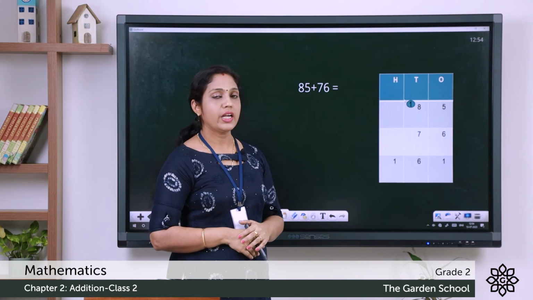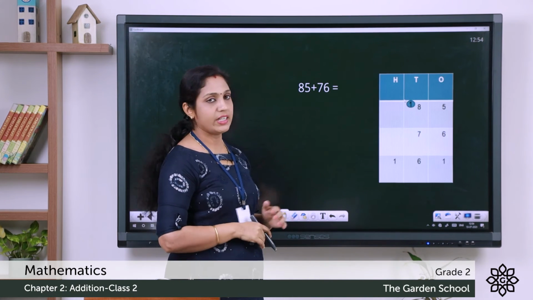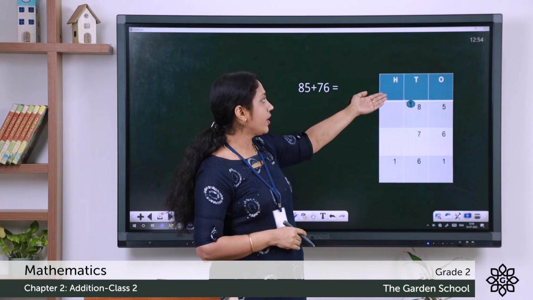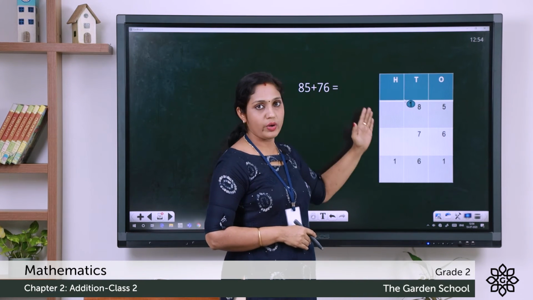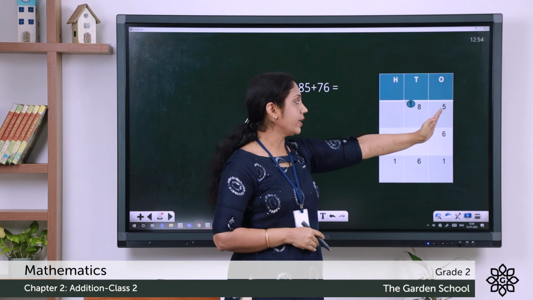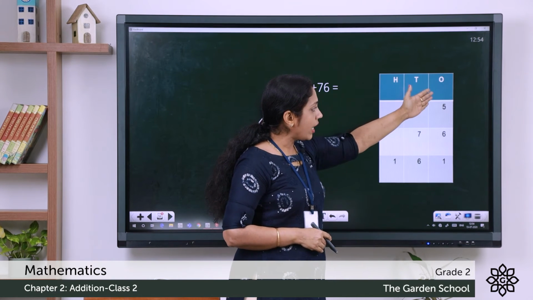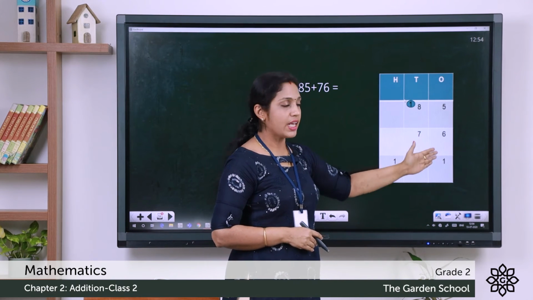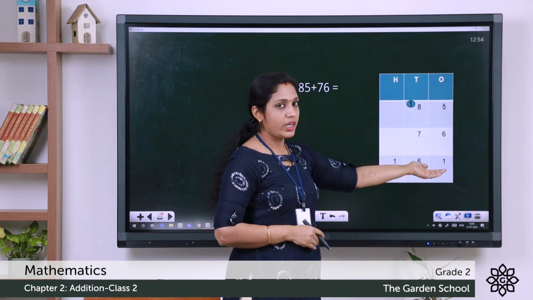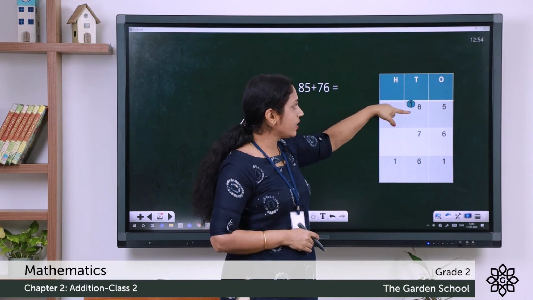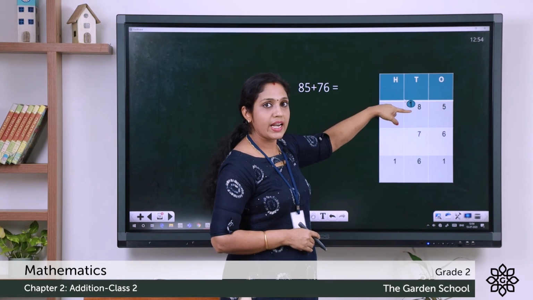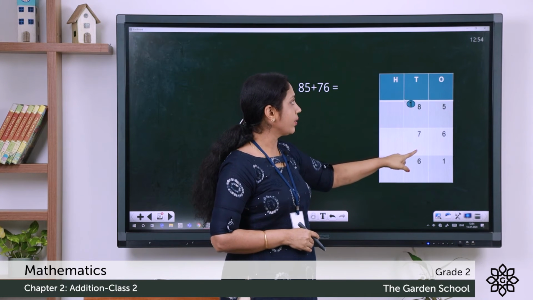Hope you have done it correctly. Next, we have 85 plus 76. Here you are having hundreds, tens, ones. Now, let us calculate. Always we will start calculating from the right side. So, here 5 plus 6 is 11. The 1 I have written here and the carry over here. So, 1 plus 8 is 9 and 9 plus 7 is 16.